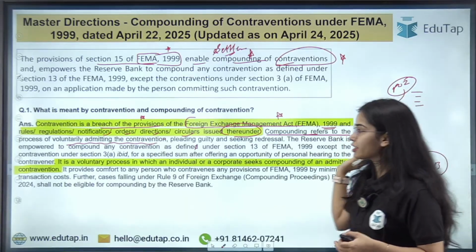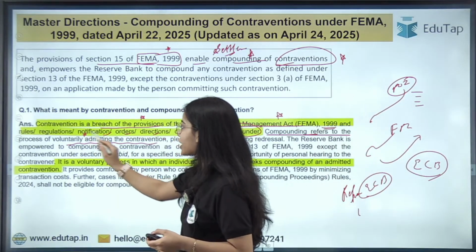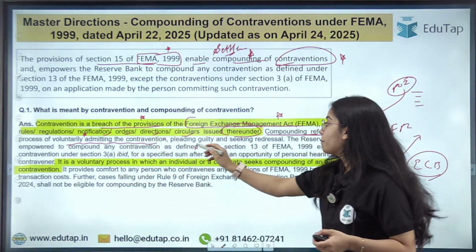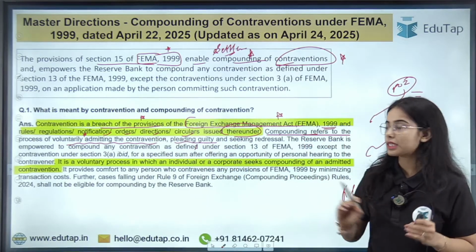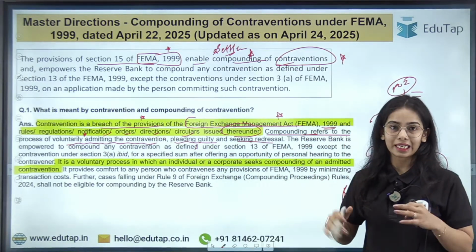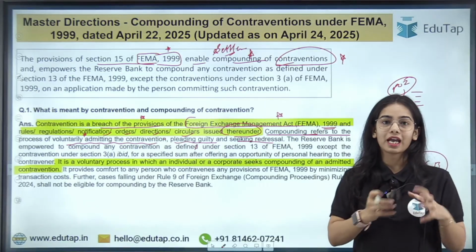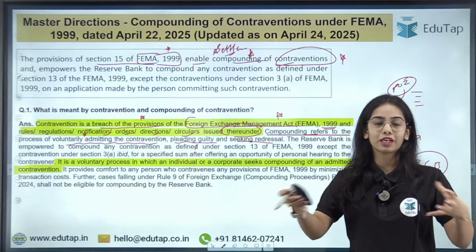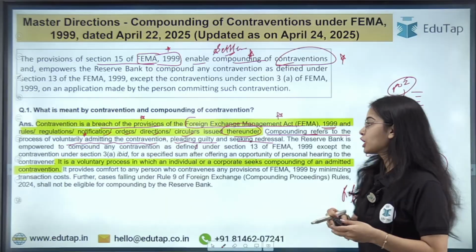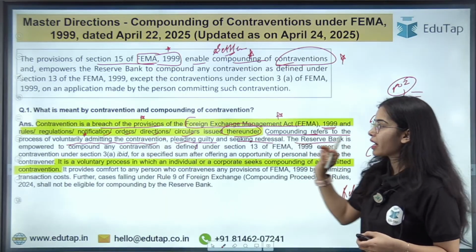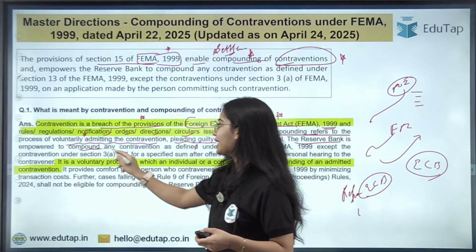Compounding refers to the process of voluntarily admitting to the contravention, pleading guilty, that okay, I have done this mistake, and seeking redressal, that kindly resolve it. I have done the reporting now, but it was not within the timeline. Okay, so seeking redressal. So the Reserve Bank is empowered to compound any contravention.